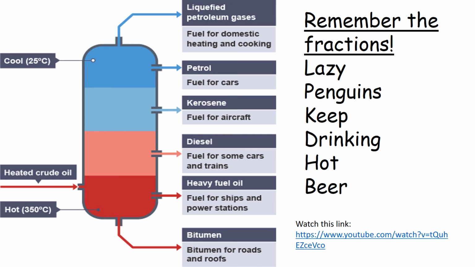Another thing to remember is that you will need to be able to provide examples of the different fractions and know whereabouts roughly out of the fractionating column they are collected. So there is an acronym to remember. Lazy penguins keep drinking hot beer, and that goes from the top of the fractionating column down to the bottom with the bitumen.